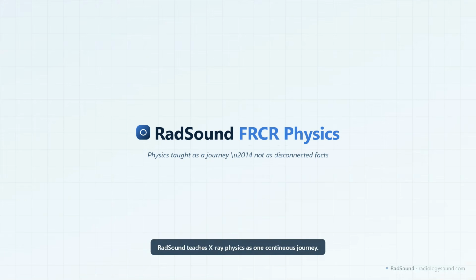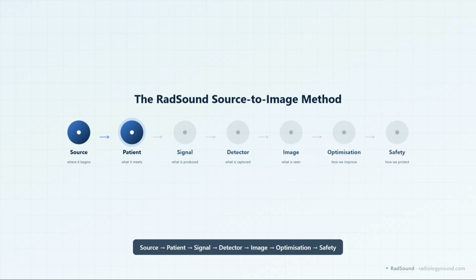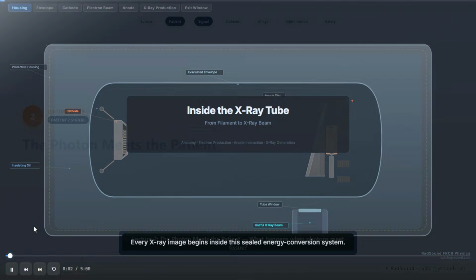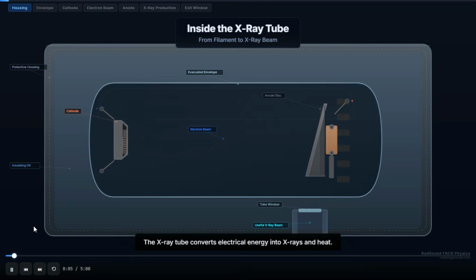So I'm going to employ a method of explanation. We have our source, we have the patient, the image detector, image formation, and optimization, one method for every modality. Today we're going to start with the birth of the beam, the X-ray tube, the origin of the X-ray. The X-ray image begins inside the tube. It is the heart of every diagnostic X-ray unit. It converts electrical energy into X-ray and heat.